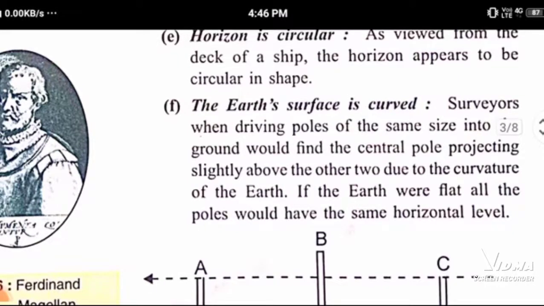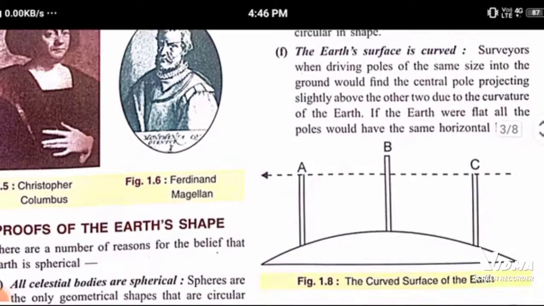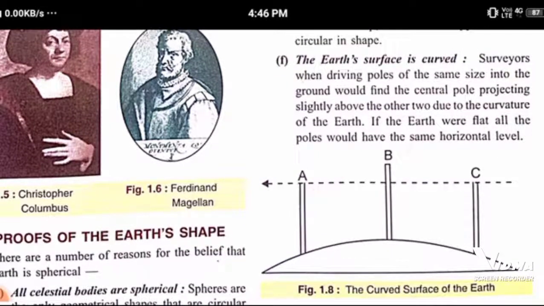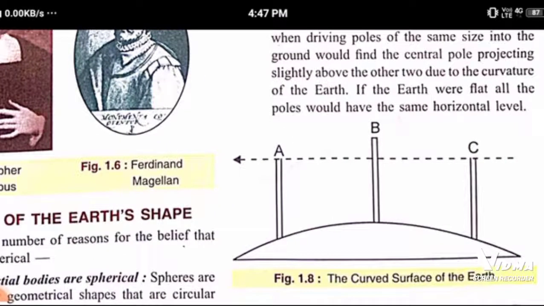Now how is the earth's shape curved? Let me explain with this curved surface. This is an experiment. When surveyors were driving poles of the same size into the ground, they found that the central pole was slightly above the other two poles due to the curvature of the earth. See this figure 1.8. This B pole is a bit higher, and A and C poles are at the same height. So this proves that the earth is curved at the center.